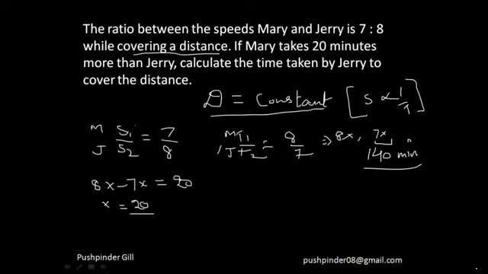So you see how the question became very easy. You could have calculated this question in your mind because it's so easy. The ratio of the speeds is 7:8, so the ratio of time is 8:7. Mary takes 20 minutes more. That means 8x minus 7x, which means x is equal to 20 minutes. And the time taken by Jerry is 7x. So Jerry takes 140 minutes to cover the same distance. Right? So I hope everyone understood the simple concept.